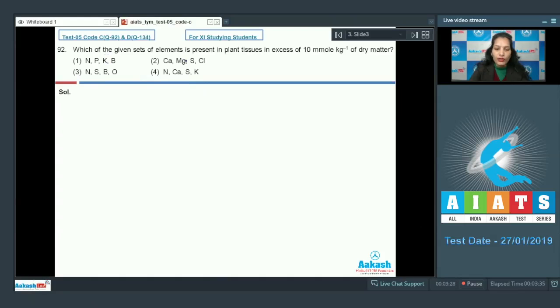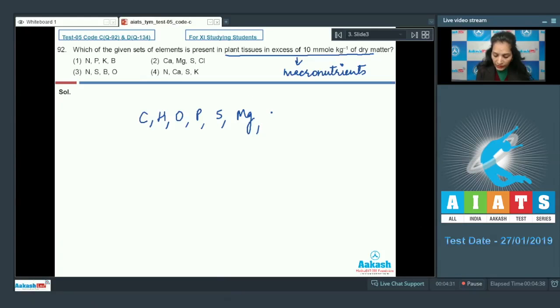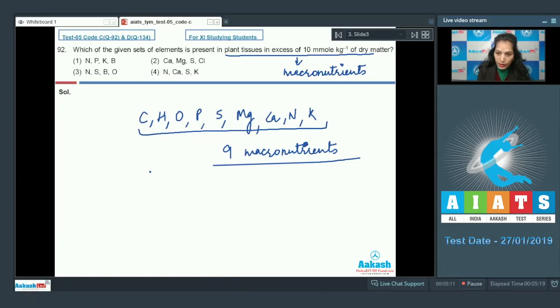So you have to tell which of the following are macronutrients, because the elements which are present in plant tissues in excess of 10 millimole per kg of dry matter are macronutrients, the macro elements. So the macronutrients or the macro elements are carbon, hydrogen, oxygen, phosphorus, sulfur, magnesium, calcium, nitrogen and potassium. So these are 9 macronutrients. Now you have to search for the macronutrients.